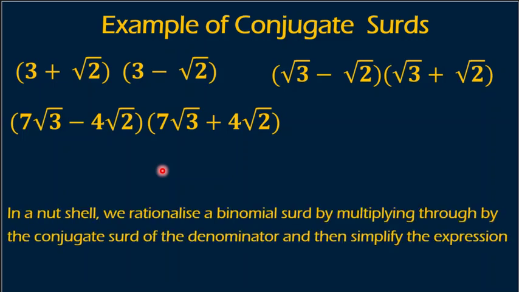So in a nutshell, when you rationalize the binomial surd by multiplying through by the conjugate of the denominator and simplify, we get an expression that is rationalized, and that is why we take the conjugate of them. Alright, like always, let's take some examples for this as well.